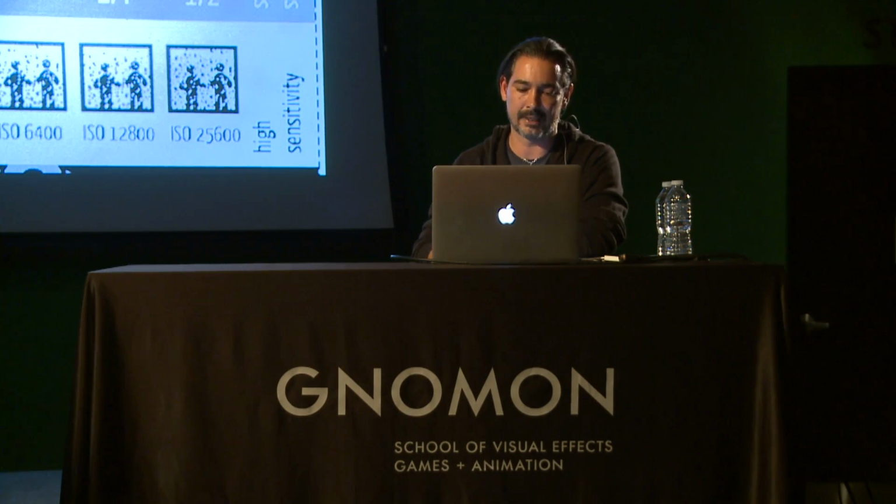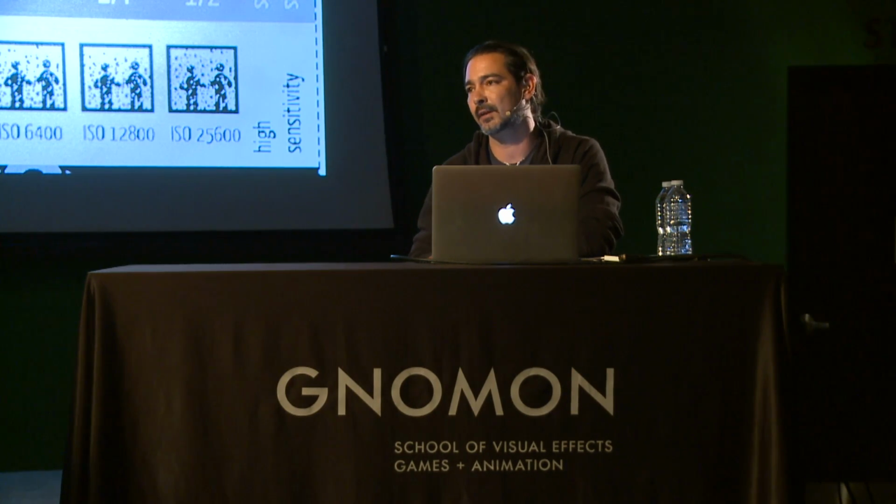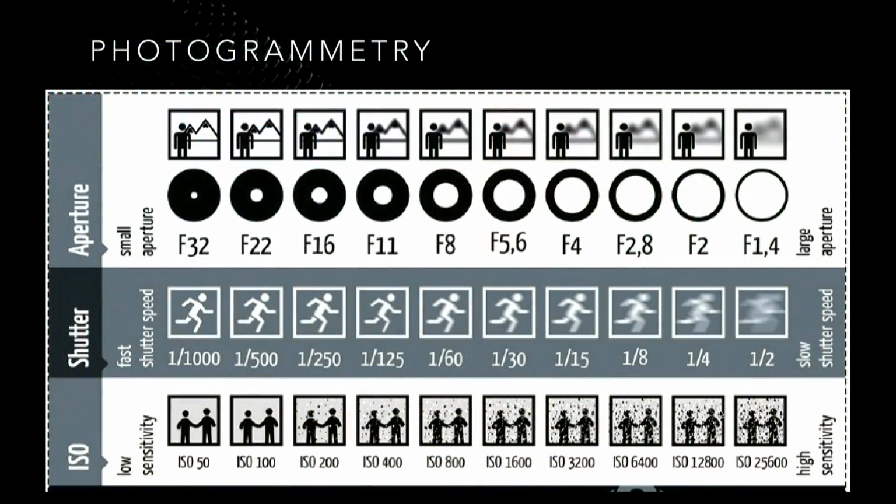And then ISO, again, you're adjusting the sensitivity of your CCD, but it's basically going to give you a lot of noise if the ISO gets too high. So I tend to keep it below 800.